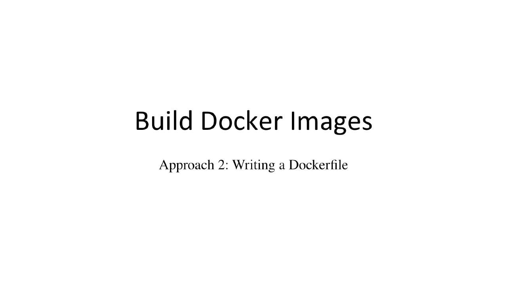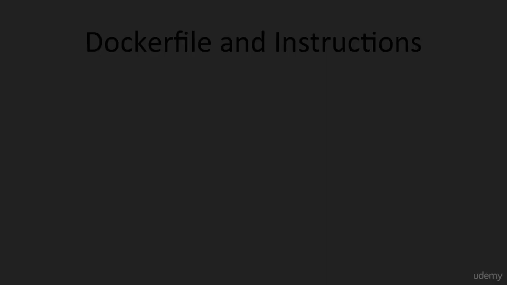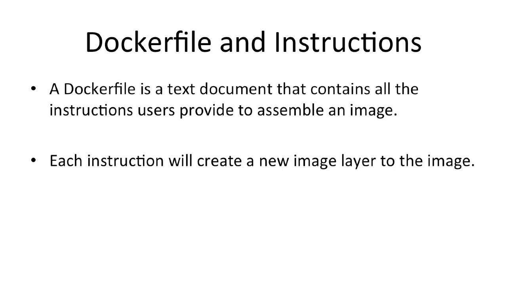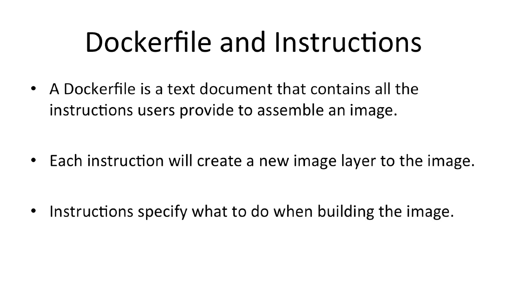In this lecture, we'll take a look at the second approach to build a Docker image using Dockerfile. A Dockerfile is a text document that contains all the instructions users provide to assemble an image. What is an instruction? It can be, for example, installing a program, adding some source code, or specifying the command to run after the container starts up, and so on. Docker can build images automatically by reading instructions from a Dockerfile. Each instruction will create a new image layer to the image. Basically, instructions specify what to do when building the image.